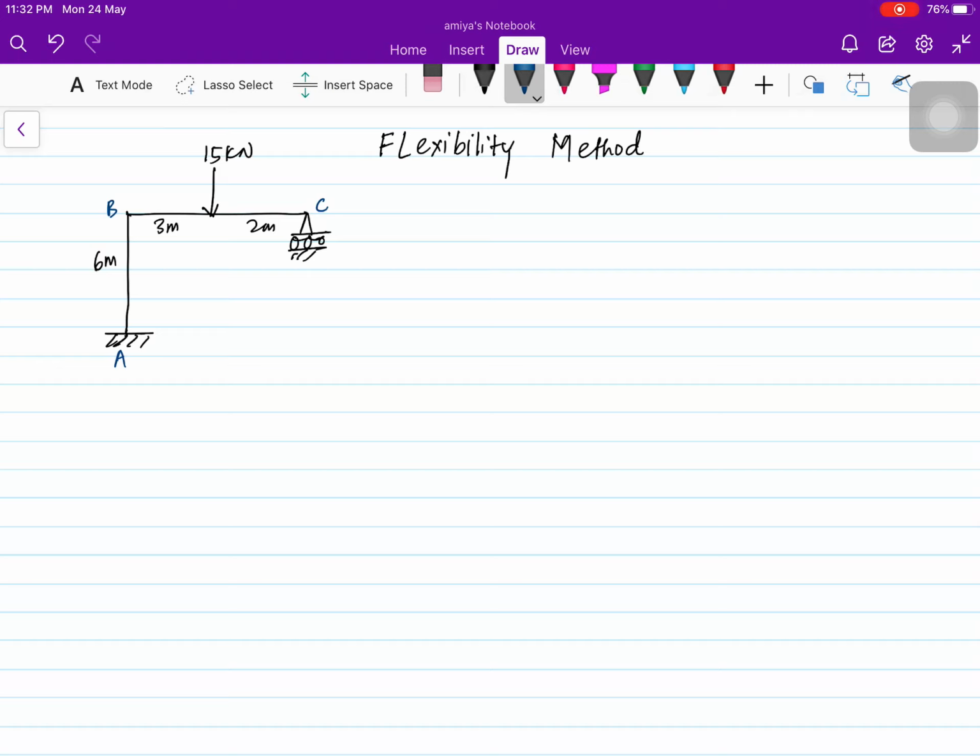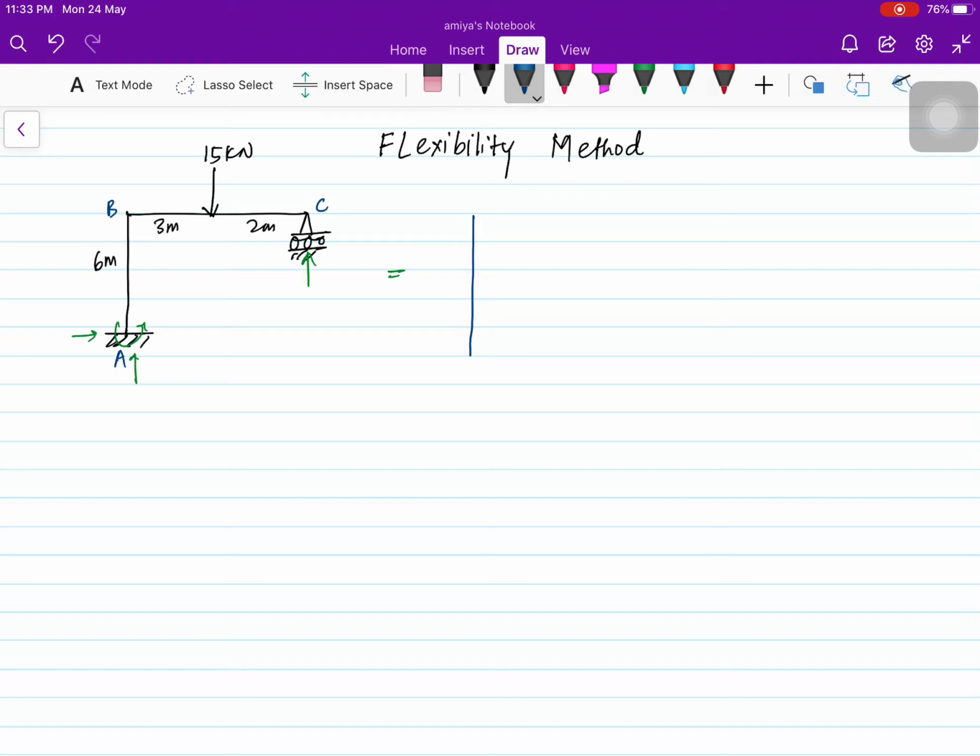Okay. So in order to analyze this indeterminate structure, if you can see here, we have 3 reactions at the fixed end and 1 at the roller, so 4 reactions. 4 minus 3 is 1. So the degree of indeterminacy is 1. To solve this indeterminate structure, we are going to divide it into two parts.